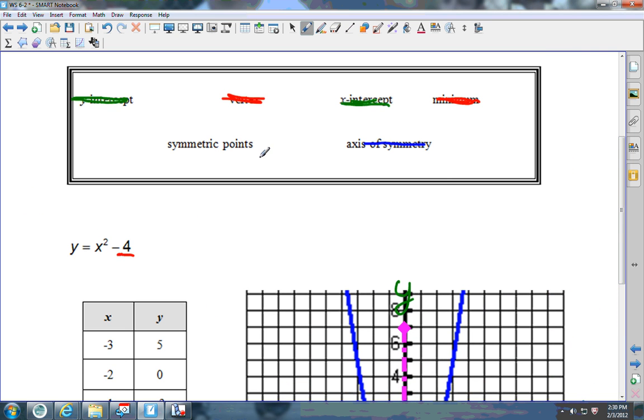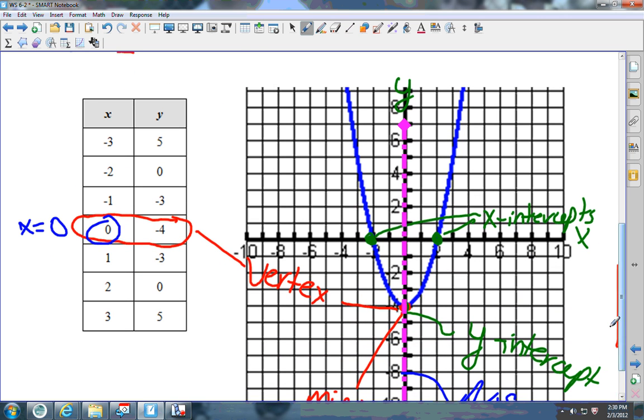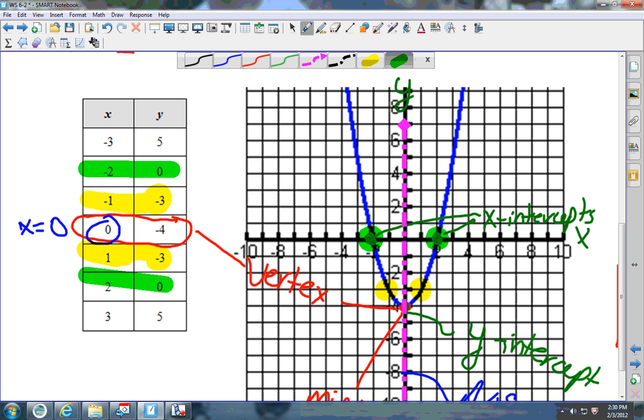Symmetric points. Symmetric points are where your y numbers are the same. So let me go over here. Let me find the highlighter here. I've got negative 1, negative 3, oh, I'm sorry, and 1, negative 3. Over 1 and down 3. Another one that I could have, negative 2, 0 and 2, 0. Right here. These are symmetric points. Another one that's on the table, I've got negative 3, 5 and 3, 5. There are your symmetric points.